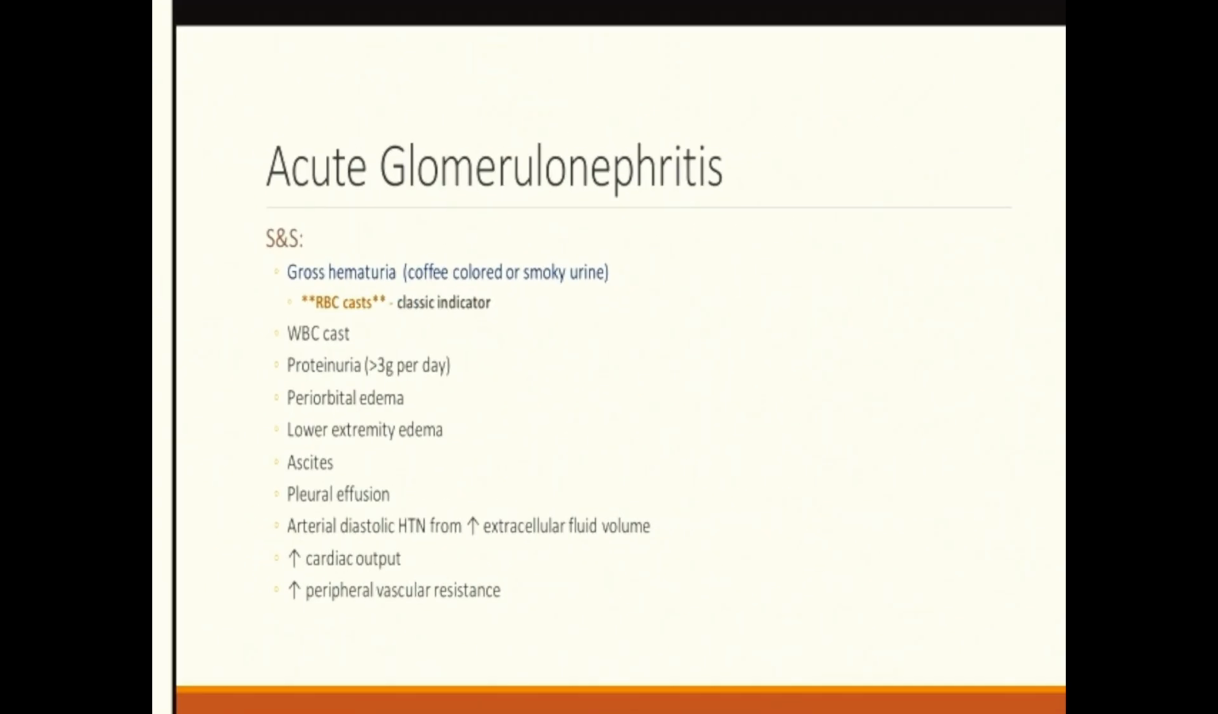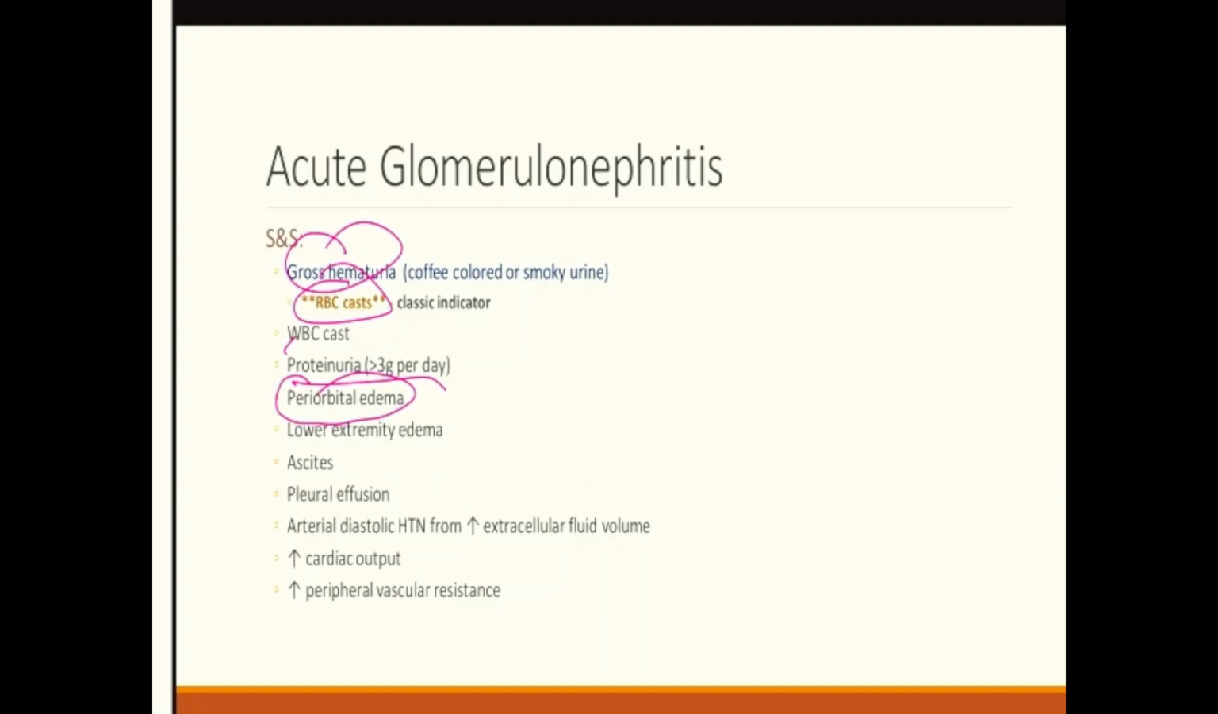So, signs and symptoms of acute glomerulonephritis. Gross hematuria is going to be the big one. Coffee-colored or smoky-colored urine because of the red blood cells that are there. What do red blood cells have inside them? The hemoglobin, which gives you that dark amber color as they break up. So red blood cell casts are a classic indicator of glomerulonephritis because red blood cells are leaking in there now and they form to the shape of the tube. You may get some white blood cell casts. Proteinuria may be there as well, greater than 3 grams a day.